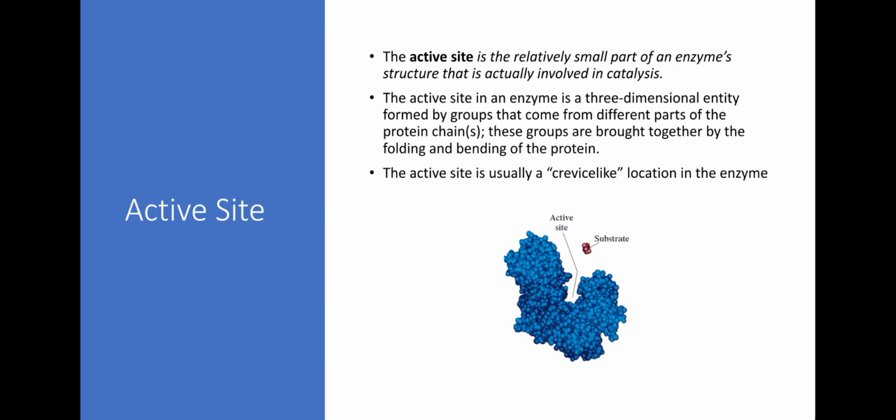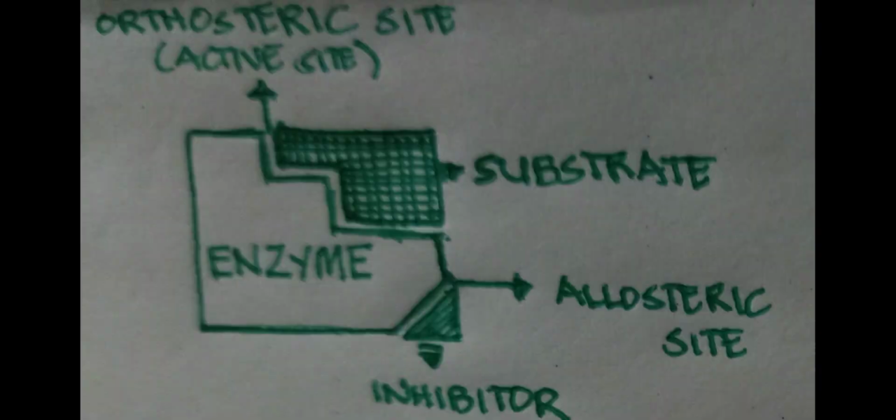The active site is the relatively small part of an enzyme structure that is actually involved in catalysis. The active site in an enzyme is a three-dimensional entity formed by groups that come from different parts of the protein chains. These groups are brought together by the folding and bending of the protein. They usually form a crevice-like shape.